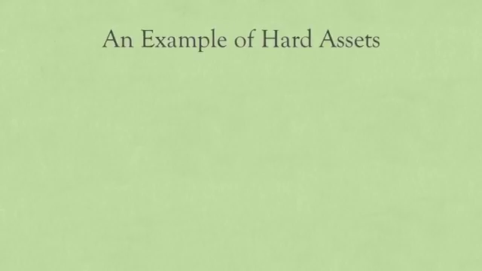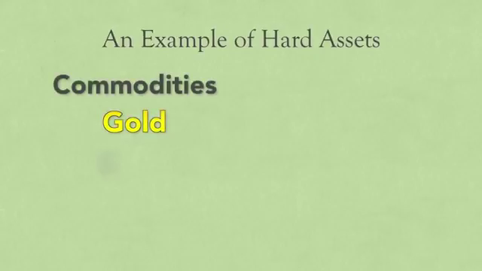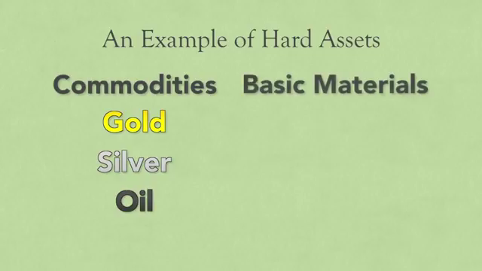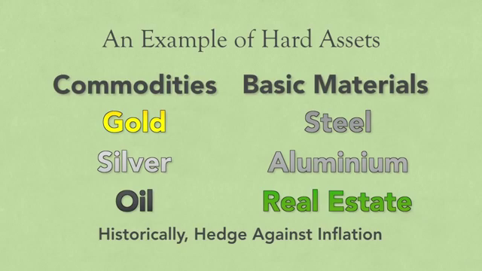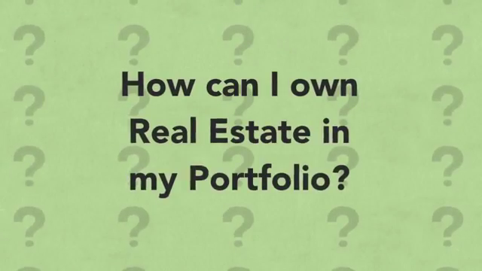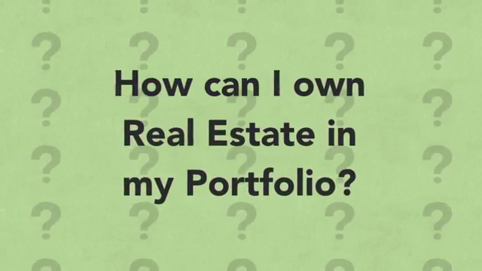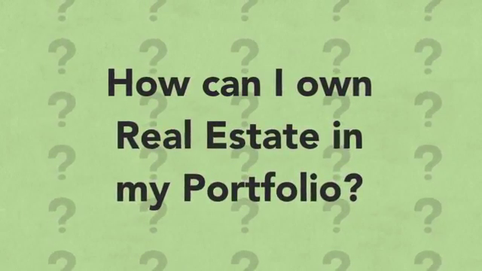An example of hard assets could be commodities like gold and silver. It could be basic materials like steel or aluminum or real estate. Rising interest rates and the potential for higher inflation are the reasons we use alternative asset classes like real estate in our clients' portfolios. If you like what you're hearing, you may also be asking yourself, how can I own real estate in my portfolio? Are you a wealthy individual that has the time, the money, or the expertise to buy and manage your own commercial real estate portfolio? If the answer is no, then we may have a solution.